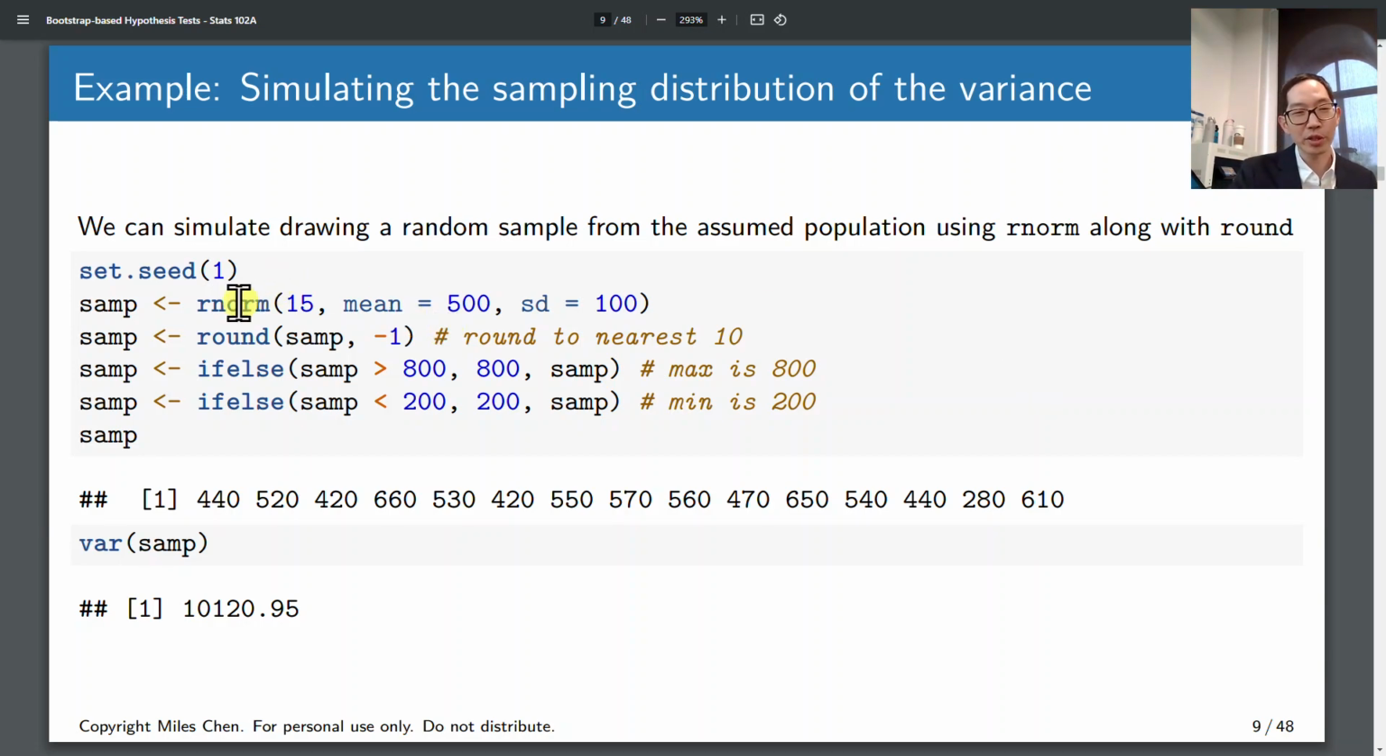So I'm going to use rnorm to get random normal values. I'm going to say I want 15 values. The mean is 500, standard deviation is 100. I use 15 normal values. I'm going to round it off to the nearest 10 place, okay?